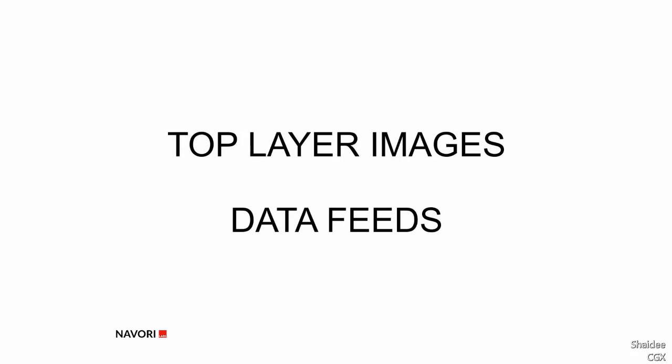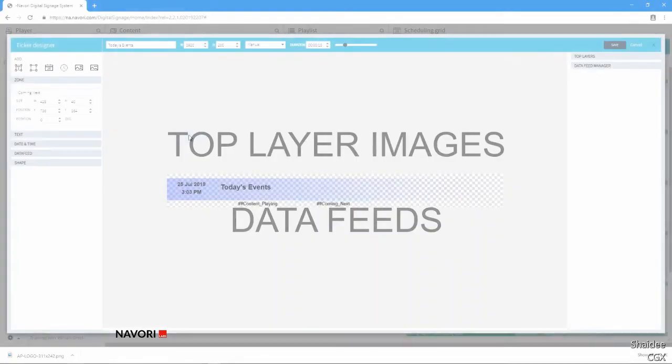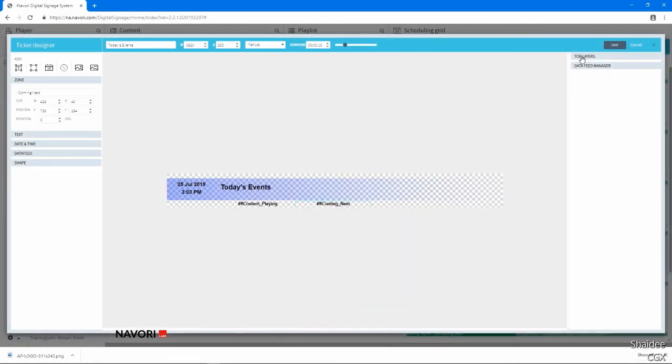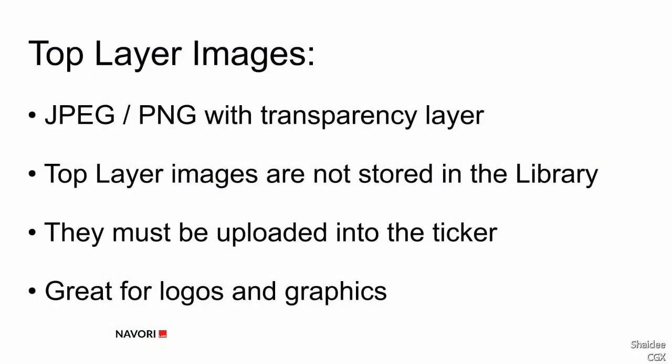Let's look at some of the other elements that we can add to our ticker. On the right side, we find more tabs. Top layer images are meant to be shown on top of all other ticker elements. You can import JPEGs or PNG files, and transparency is supported.